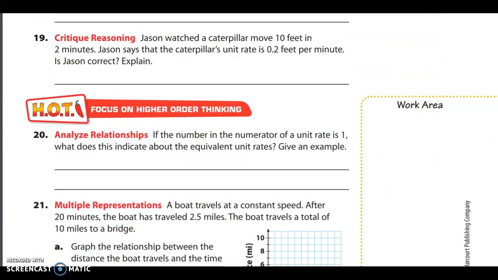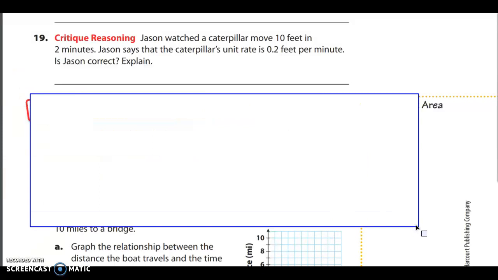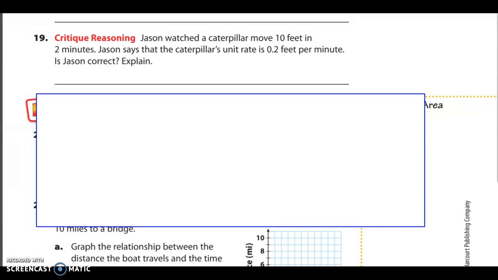Number 19 reads, Jason watched a caterpillar move 10 feet in 2 minutes. Jason says the caterpillar's unit rate is 0.2 feet per minute. Is Jason correct? I want you to pay attention to the fact that they tell you to do feet per minute.